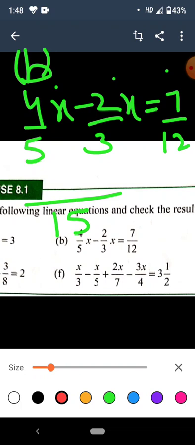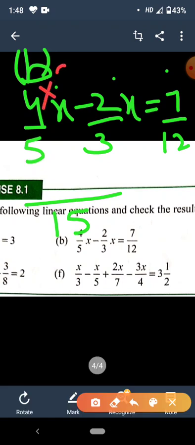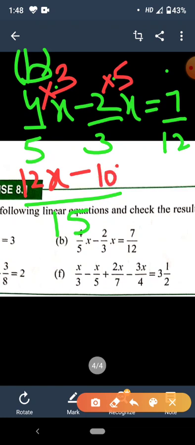Divide 15 by 5. It is 3. So multiply it with 3. So it is 12x. Divide 15 by 3. It is 5. So multiply it with it. It is 10x. It is 7 by 12.